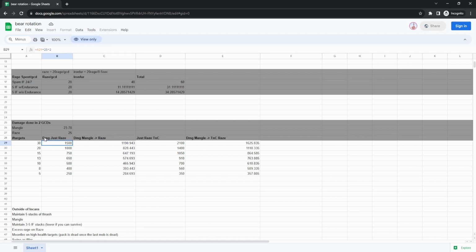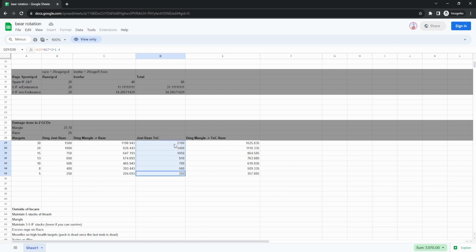So without Tooth and Claw procs, let's just take a look at the first two columns. As you can see, it is more damage to just spam Raze, up to, what is it, eight targets and above is where spamming Raze, if you can afford to do so, is just more worth it. And then below that, you want to be pressing Mangle Raze, because of Vicious Cycle. If you have Tooth and Claw procs, spamming Raze is going to be more worth it, obviously.